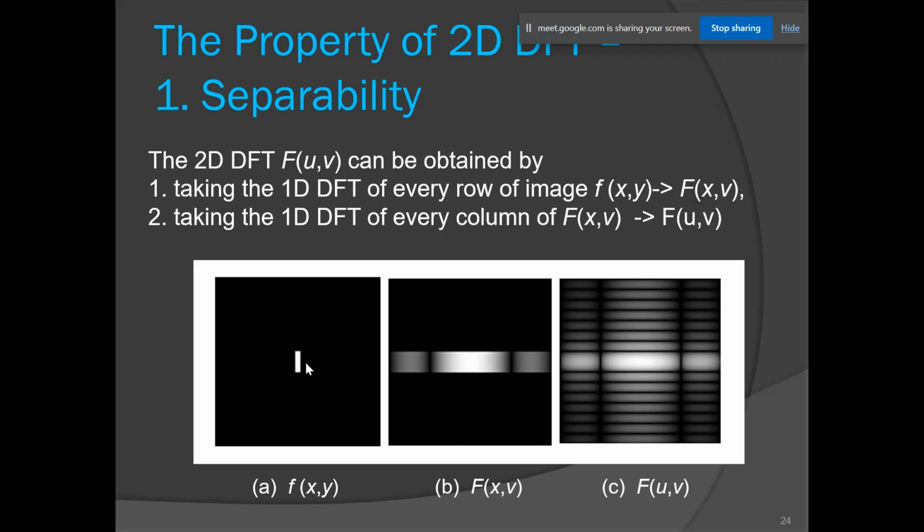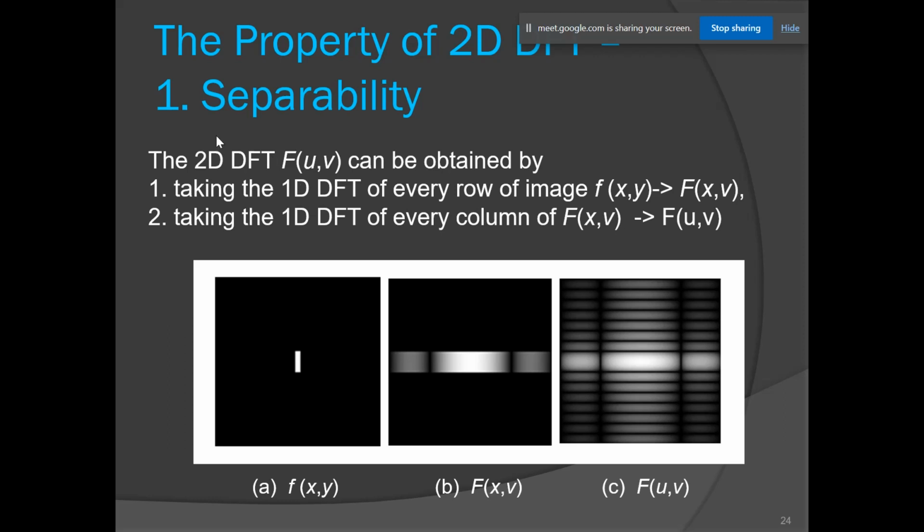So this is a black and white image. Here we are taking the 1D DFT of every row, so we will get this intermediate result, and then we will take the 1D DFT of every column. And we will get exactly F of u, v. Now what is the advantage of doing this?